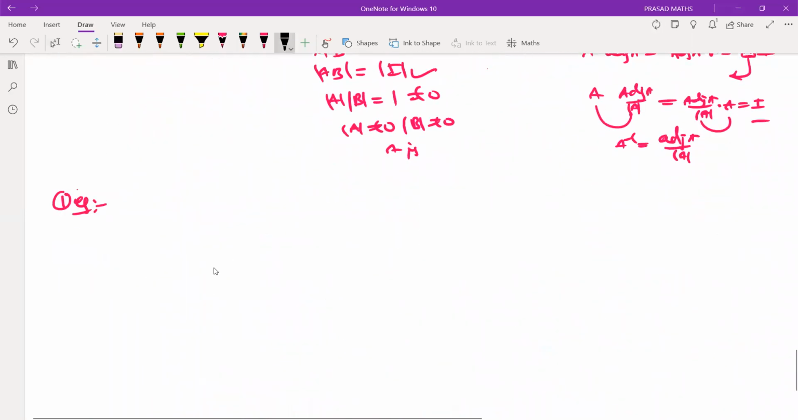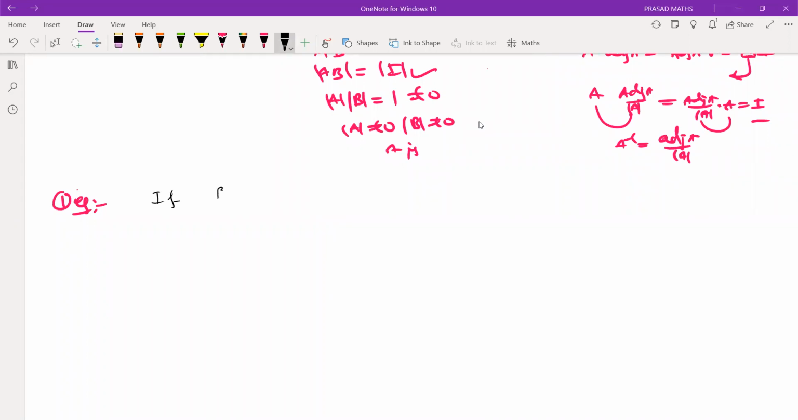Okay. This is true for, see, we define the invertibility for only square matrix. For only square matrix. Right? Okay. So this question was asked in CSIR.